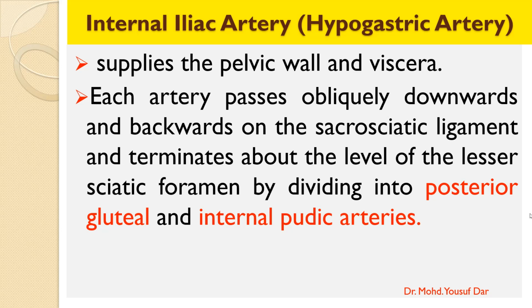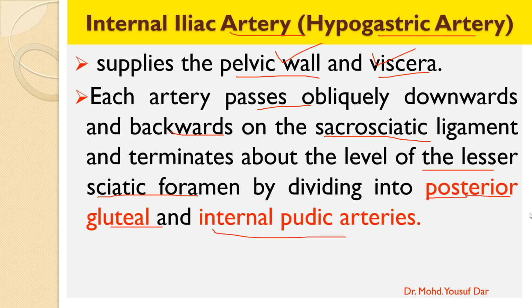Now here in this lecture we will discuss the internal iliac artery. The internal iliac artery is also called the hypogastric artery. It supplies the pelvic wall and the viscera. Each internal iliac artery passes obliquely downwards and backwards on the sacrosciatic ligament and terminates at the level of the lesser sciatic foramen into a posterior gluteal artery and an internal pubic artery.